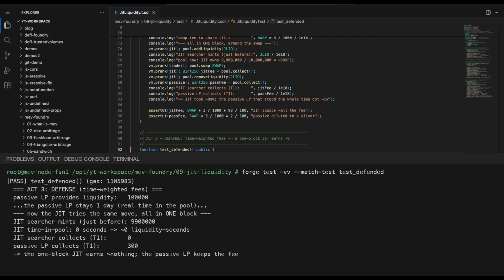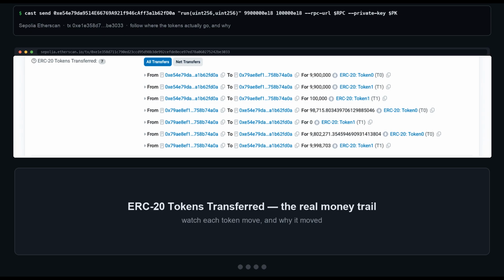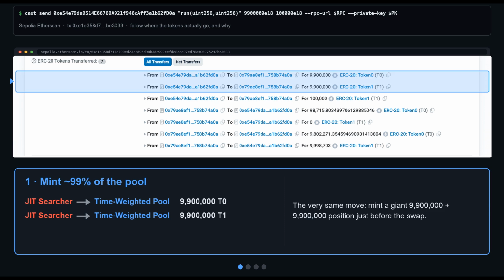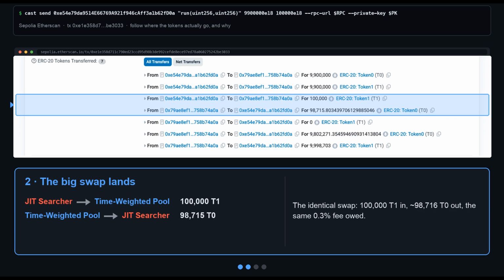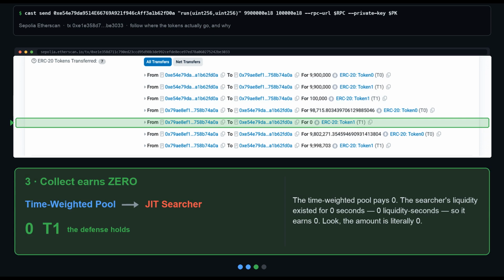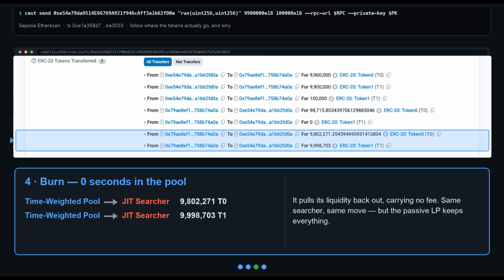Let's confirm on a real chain. On Sepolia, we deployed the time-weighted pool, let the passive LP actually sit in it, and then the searcher ran the exact same atomic bundle, the same 7 transfers. Follow them again. It mints 9.9 million of each token, the swap lands, then the collect, and here's the whole difference. Look at the amount that moves: 0. The pool pays the searcher 0 of token 1 because its liquidity existed for 0 seconds, 0 liquidity seconds, 0 fee. Then it burns the position back out. Same searcher, same move, and this time it walks away with nothing.